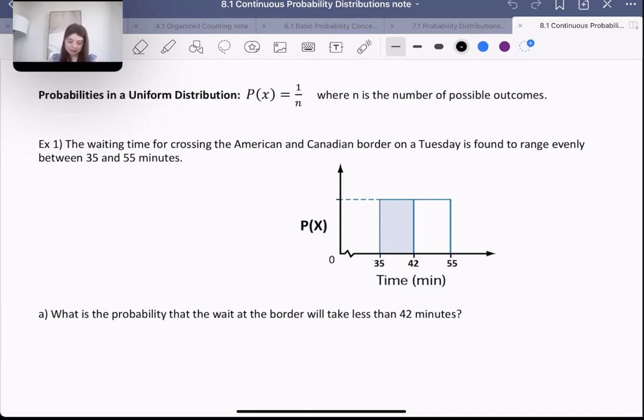Example 1 says the waiting time for crossing the American and Canadian border on a Tuesday is found to evenly range between 35 and 55 minutes. What is the probability that the wait at the border will take less than 42 minutes? In this case, this is a continuous random variable, right? Because in terms of time, yes, we think of it in terms of minutes and seconds, but technically there's all those little microseconds in there. As I'm talking, we're going past tons and tons of microseconds, right?